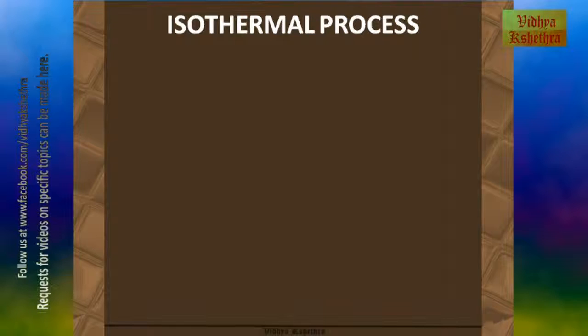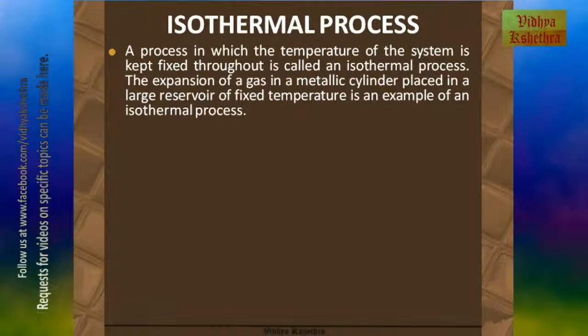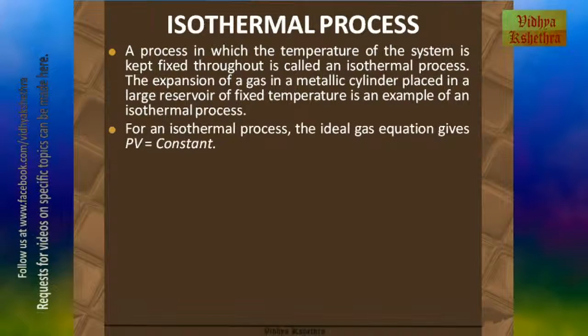Now we shall see isothermal process, a process in which the temperature of the system is kept fixed throughout is called an isothermal process. The expansion of a gas in a metallic cylinder placed in a large reservoir of fixed temperature is an example of an isothermal process. For an isothermal process, the ideal gas equation gives PV is equal to constant, where P and V are the pressure and volume of the gas.